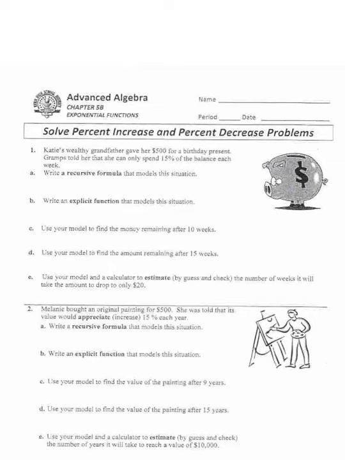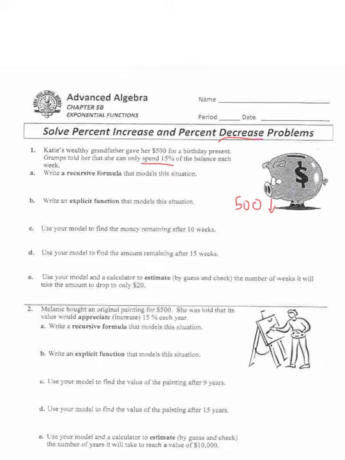In this video, we're going to be specifically talking about percent decrease problems. Let's look at number 1. It says Katie's wealthy grandfather gave her $500 for a birthday present. Gramps told her that she can only spend 15% of the balance each week. So she starts off with $500 and then she spends 15%. So that means that this $500 here is going to be going down each week. So it's going to be a percent decrease problem.